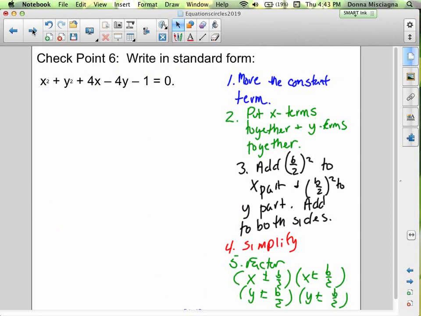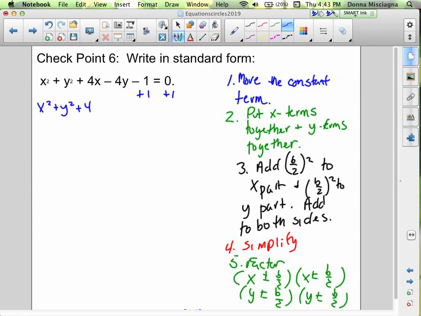So first we're going to move the constant term, and there's just a 1 there. So plus 1. That gives us x squared plus y squared plus 4x minus 4y equals 1. Now we want to put the x terms together and the y terms together. So that's x squared plus 4x plus y squared minus 4y equals 1.